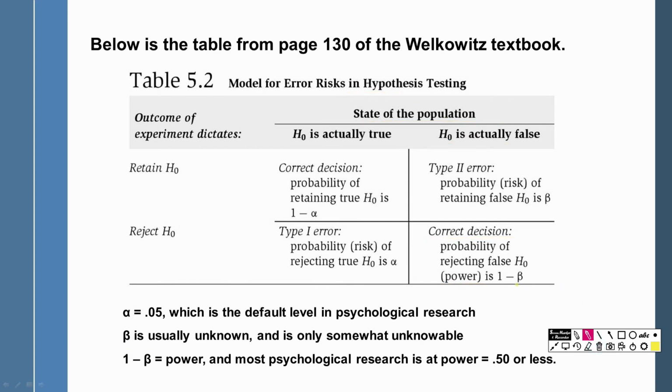Well, how do you get beta? Again, you have to do a power analysis, and in order to do a power analysis, you need to know the effect size. So I'll show you how to do that.